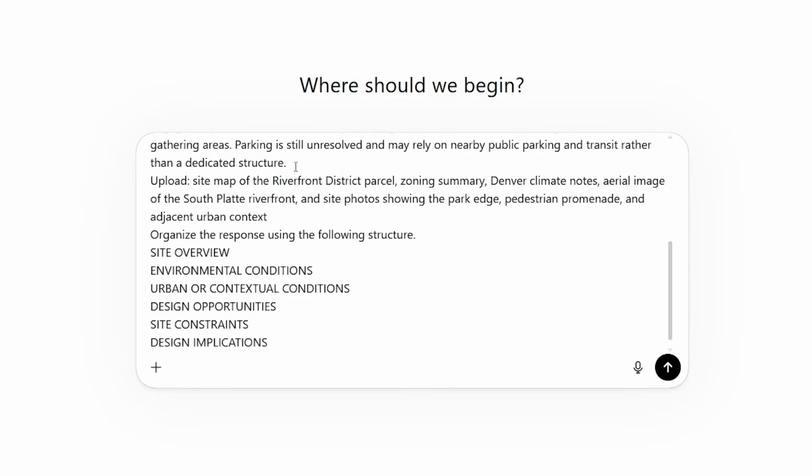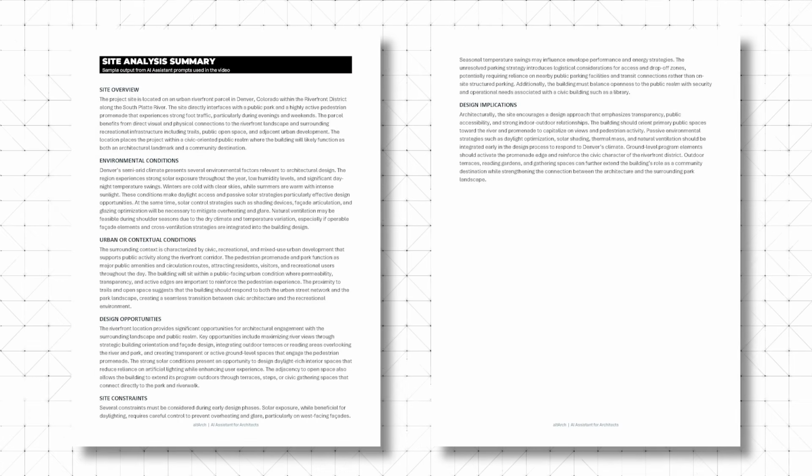Things that you can upload for this prompt are like a site map, zoning summary, maybe Denver climate notes, an aerial image of the river, site photos, maybe an aerial image of your site, and any adjacent urban context. When you're done, press enter or click send. And this is the output from that prompt.